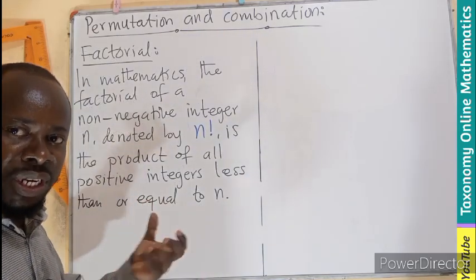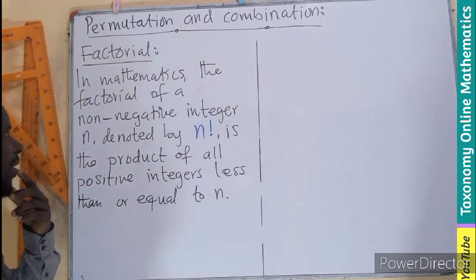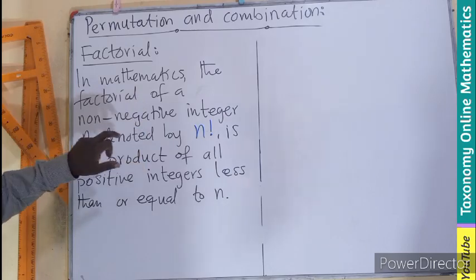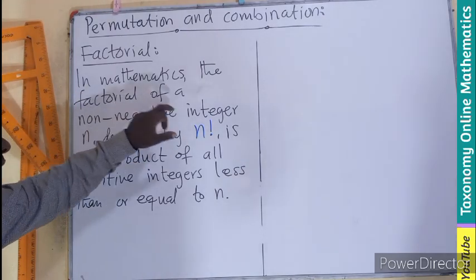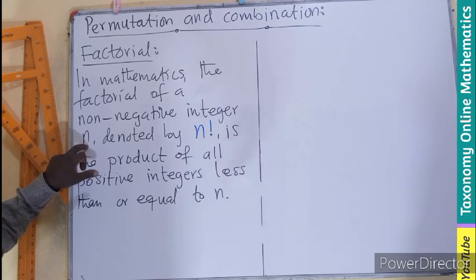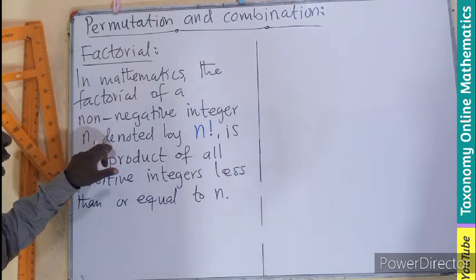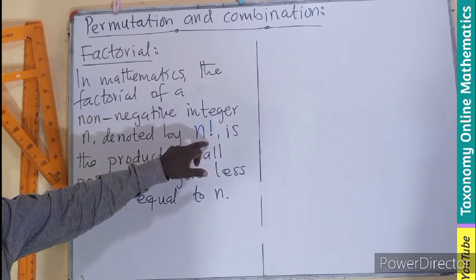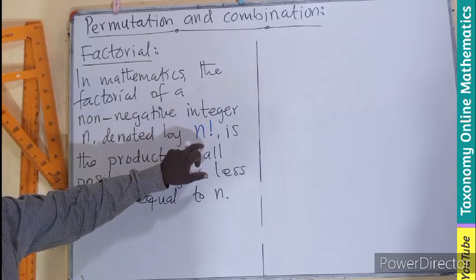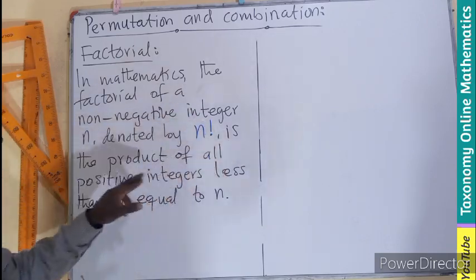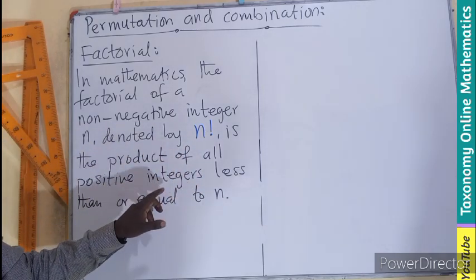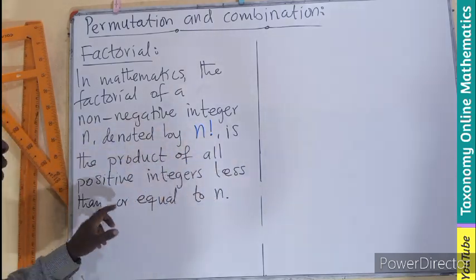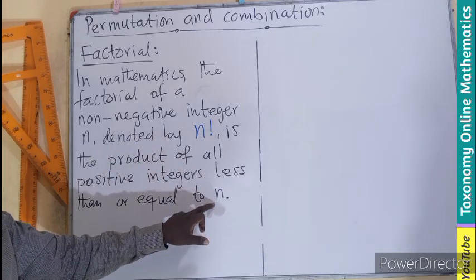So by definition of factorial, you can see that in mathematics, the factorial of any non-negative integer n, we are dealing with non-negative integers, so n is representing all those integers that are not negative, denoted by n exclamation. So this is n factorial, or factorial of n, is just the product of all positive integers that are less than or equal to the number.